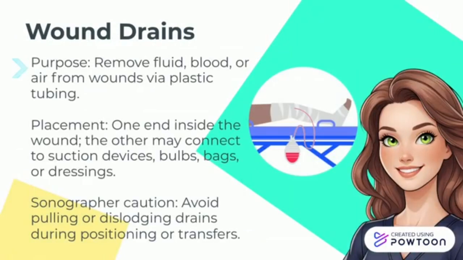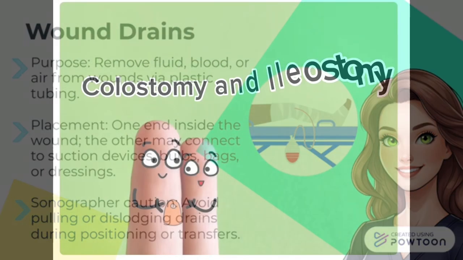Wound drains. Wound drains are plastic tubes that provide a way for fluid, blood, or air to drain out of the body. One end of a wound drain is placed within the wound, and the other may be connected to a suction collection device. The fluid may be collected in a draining bag, plastic bulb, or onto a dressing. Sonographers must be careful and avoid pulling or dislodging wound drains during patient positioning or transfer.